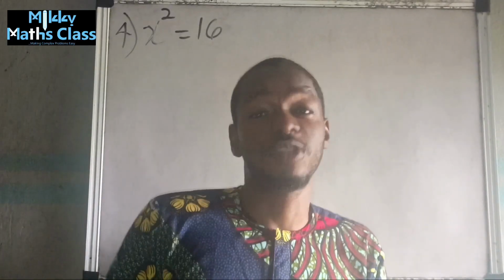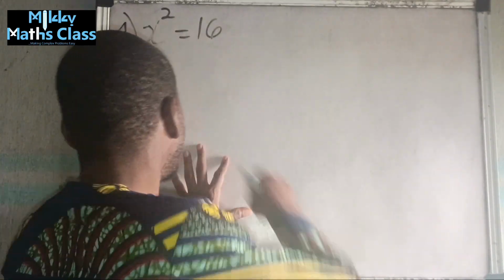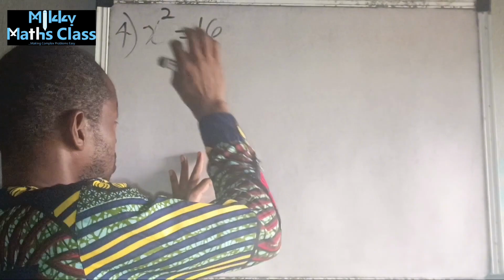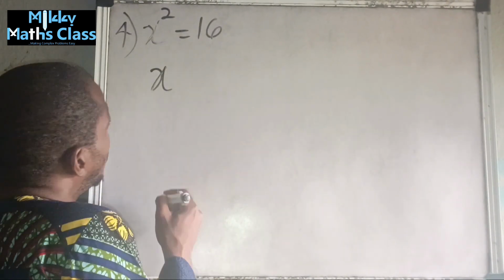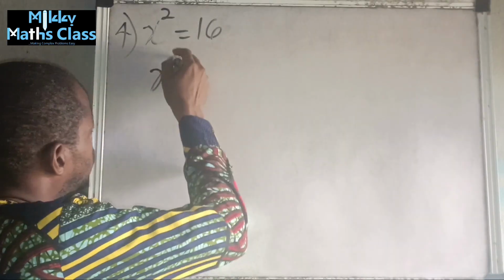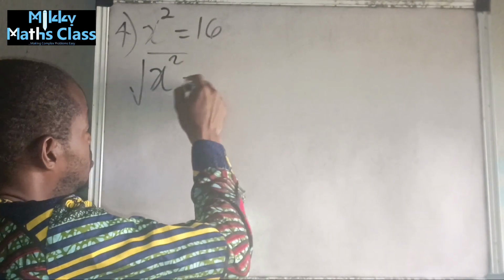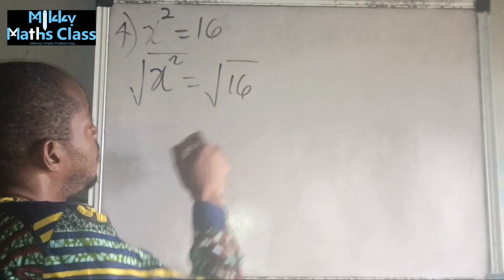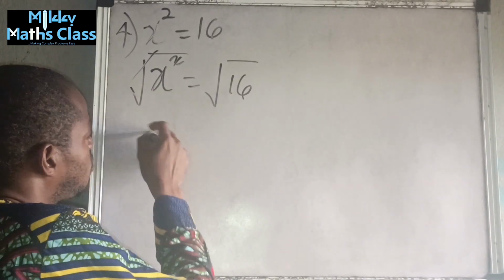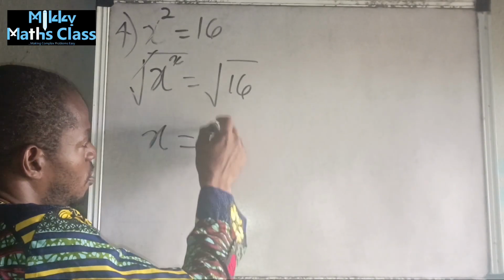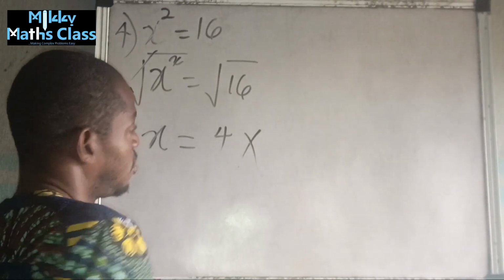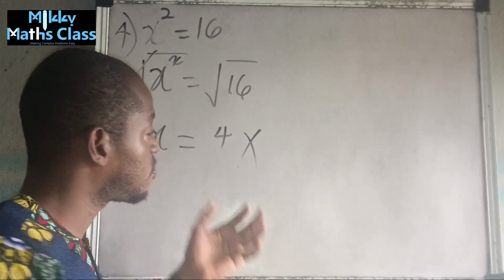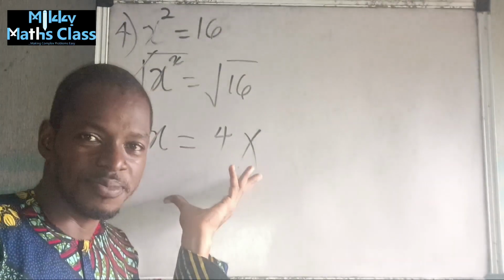All right, let's look at mistake number 4. x squared equals 16. Now, some students will do it like this: x squared, take the square root of both sides, which is good. Now, square will cancel square root, and you say x is equal to 4. This is a partial truth. This is not the complete solution to it.